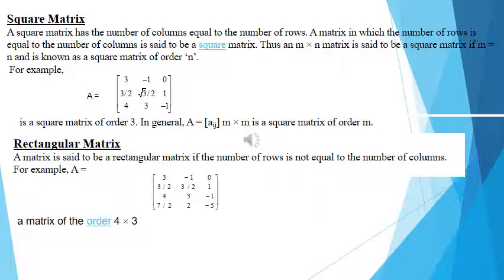In general, whenever it is not a square matrix, it will be a rectangular matrix only, because the order will be differing. Either 2 by 3 or 4 by 3 or 3 by 4, like that it will be. That's a rectangular matrix.